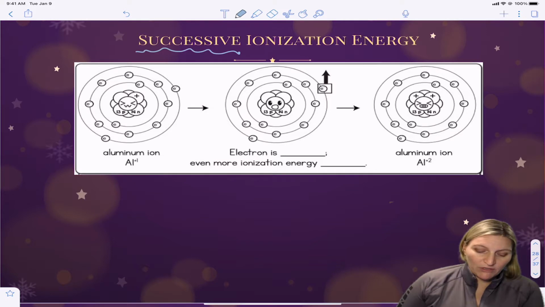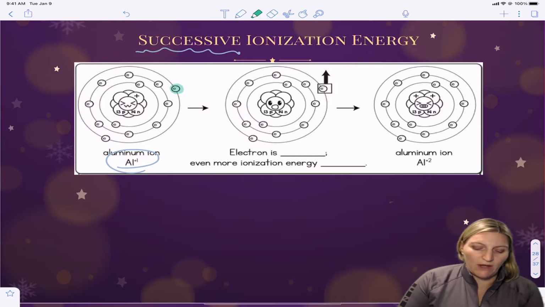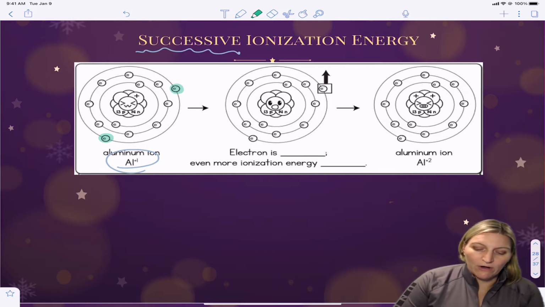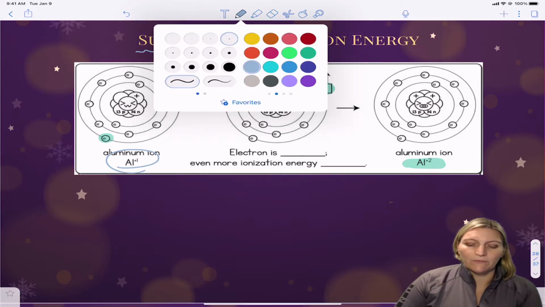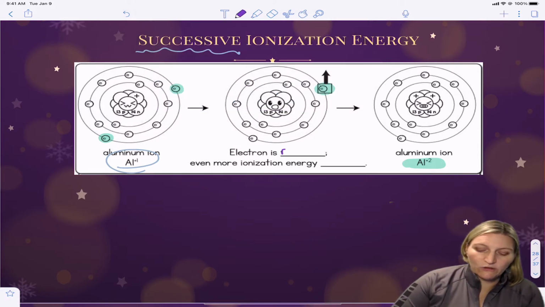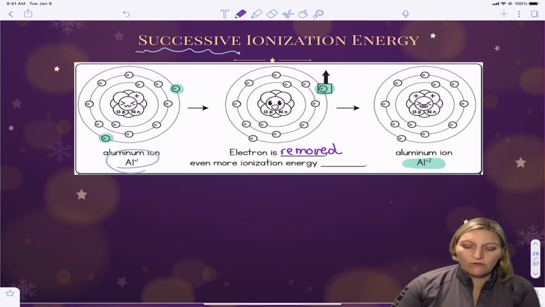So if you look at this picture here, we already have an aluminum ion. Instead of having 3 valence electrons as aluminum typically has, this one only has 2. Now we're going to remove one of those electrons, and therefore the ion will now become 2 positive, right? And of course, every time an electron is removed, we have to add energy because we are overcoming attraction between the negative electron and the positive nucleus.